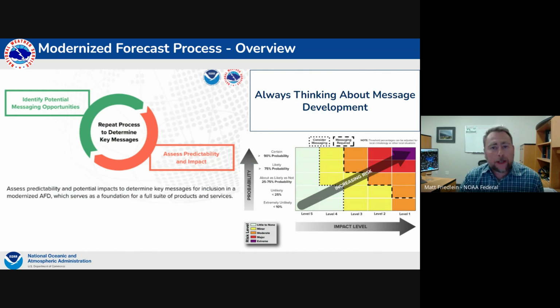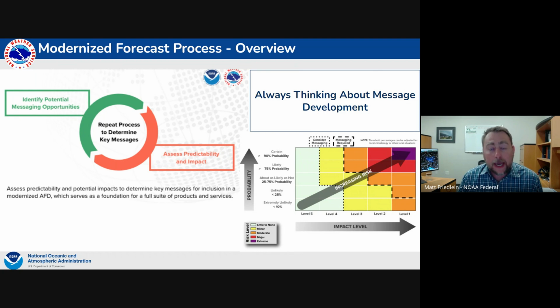When going through the forecast process now, we stress always having that idea of what the end messaging will be. And that development takes time as you look at all the science and the data and you apply your conceptual models here. So identifying those potential messaging opportunities often happens early in the shift, but you don't start with a blank slate, of course, too. You have the previous shift and your inherited forecast and messaging there too. And then refining and adapting that as you look at new data.